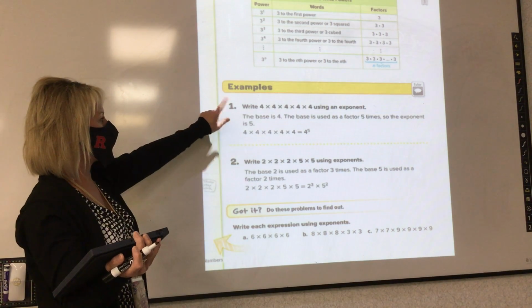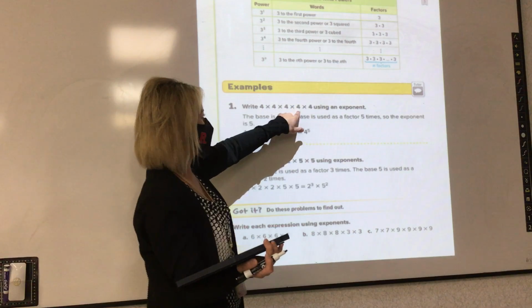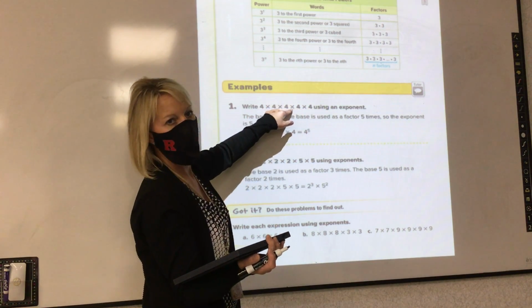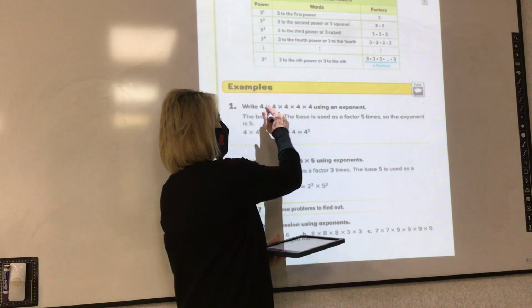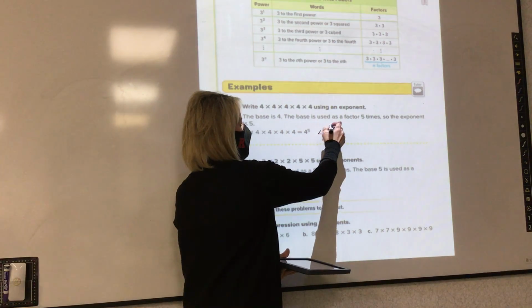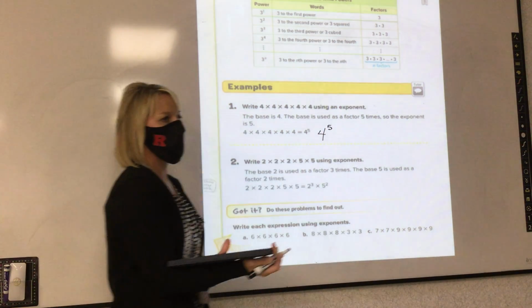It says write 4 times 4 times 4 times 4 times 4 using an exponent. So the base would be what number? 4. And then how many do we multiply it by? 5 times. So it's 4 to the fifth power.